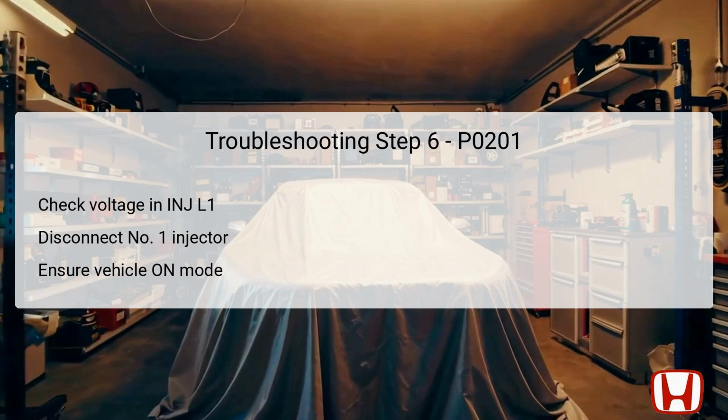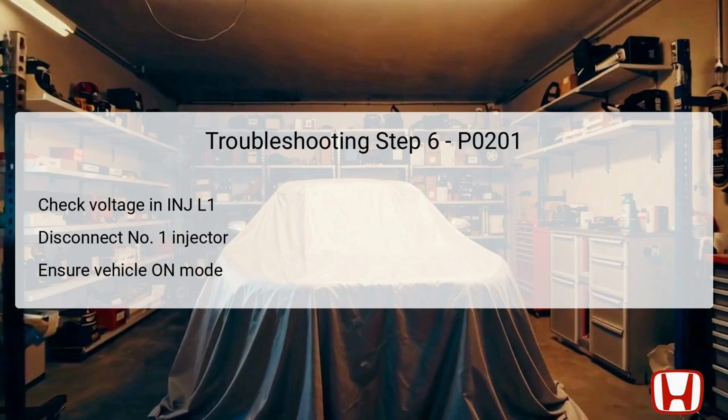Continuing with the 6th step in troubleshooting for DTC P0201, you will follow the same procedure as in the previous step, but now for the INJL1 line. Disconnect the number 1 injector via its 2P connector, and then turn the vehicle to the on mode. Measure the voltage at the PCM connector number 1 terminal number 18, in relation to a body ground.